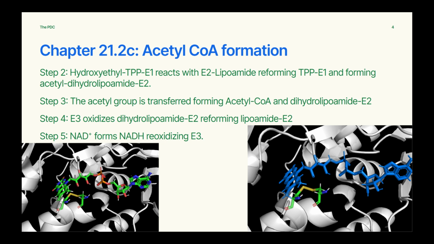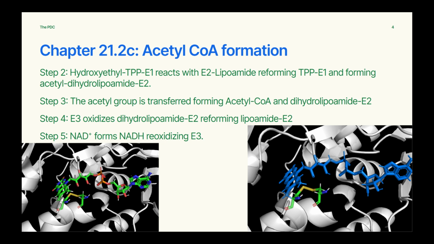Following this, the acetyl group of acetyl dihydrolipoamide E2 is nucleophilically attacked by the CoA sulfur, inducing a transesterification to form acetyl-CoA and dihydrolipoamide E2. The next part of the reaction involves the regeneration of E2 and the transfer of electrons to the eventual destination of NAD+.